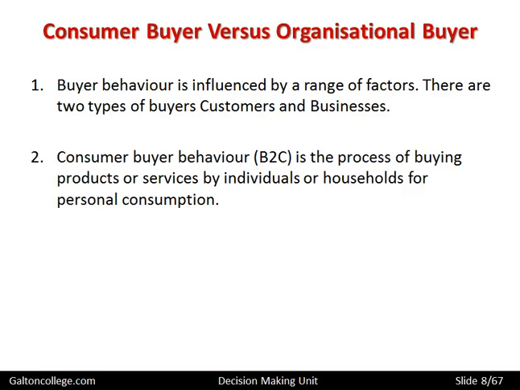So we have this idea of customer buyer behavior, business to customer. This is the process of buying products or services by individuals or households for personal consumption. So the individuals buy the products for personal consumption. They buy the products from businesses. So it's business to customer, B to C.